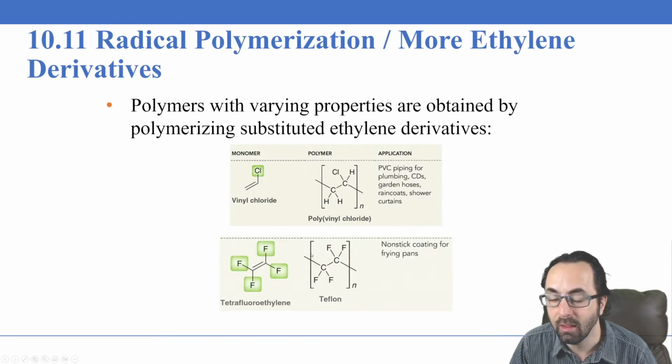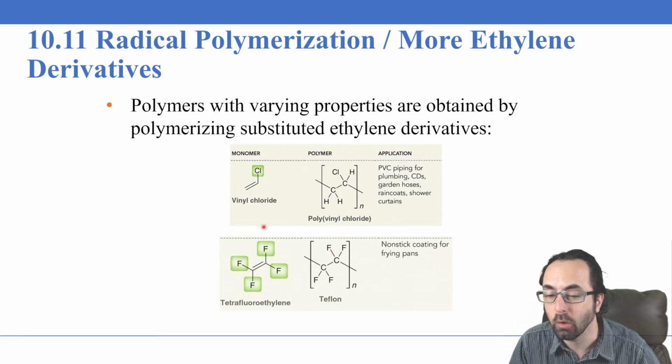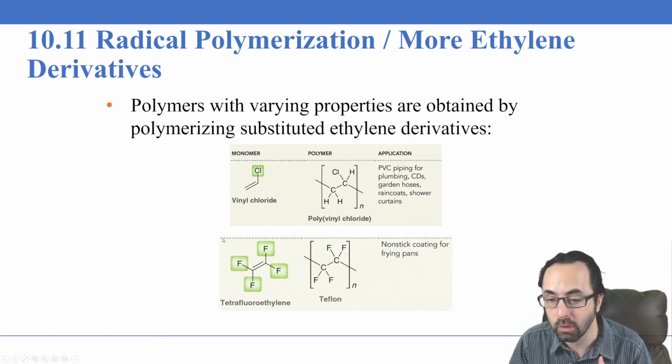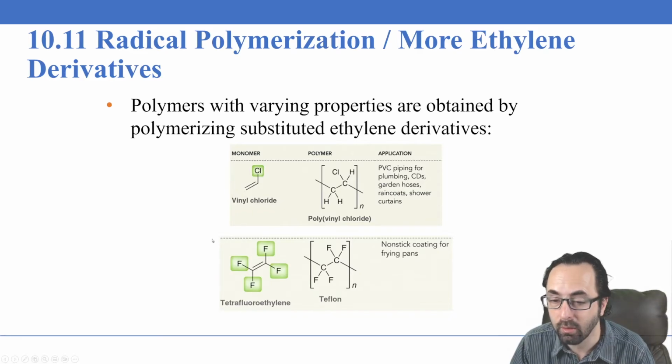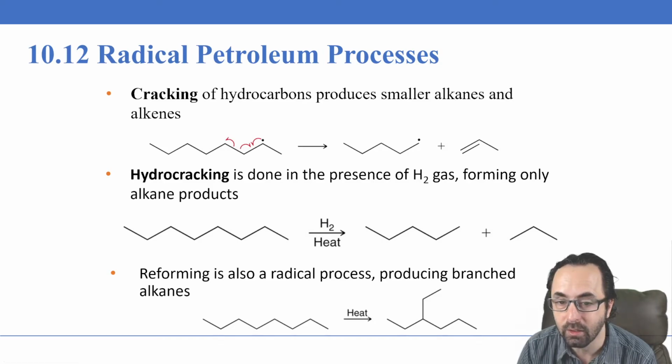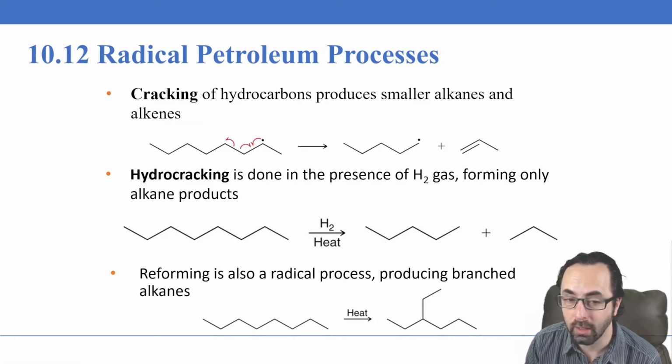So that's one of the most important industrial applications, the formation of polymers. That is a radical process. Also a radical process, like I mentioned on the first slide in these lectures, is hydrocarbon refining.